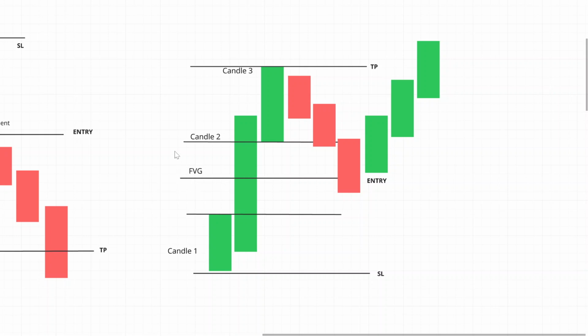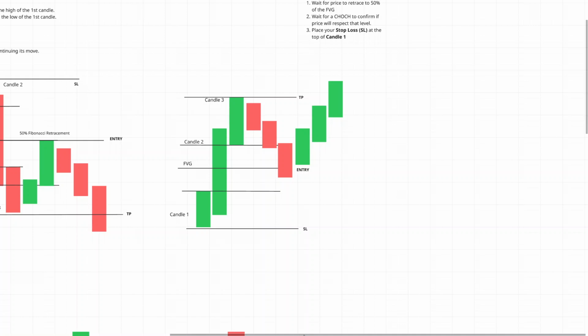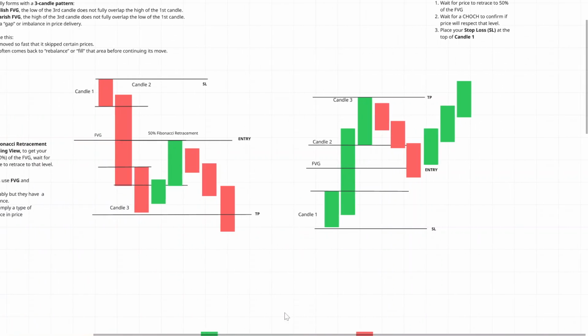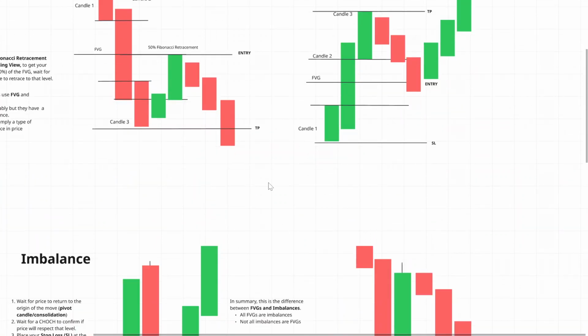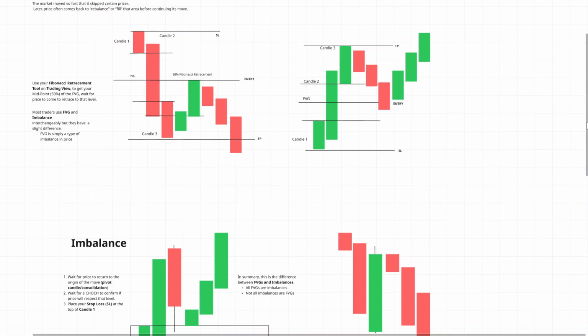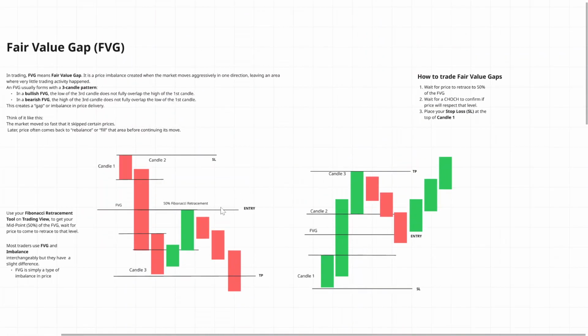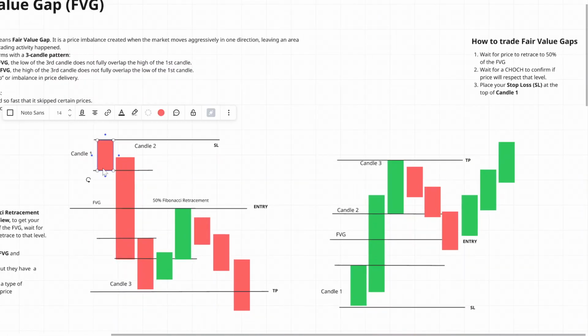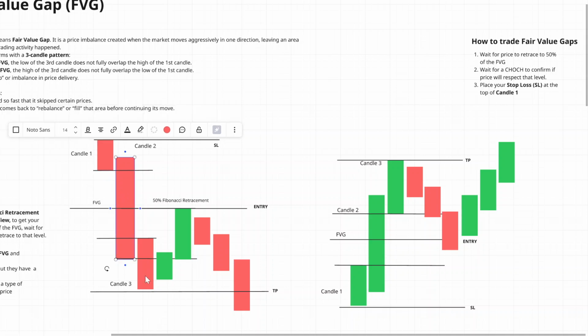Now, how do you trade a fair value gap? I'm going to give you a mechanical approach for trading fair value gaps. Most traders, when trading fair value gaps, wait for price to retrace into the fair value gap. So after candle 1, candle 2, and candle 3 have formed, giving that FVG 3-candle formation, they wait for price to move back into the fair value gap, at least 50% of that fair value gap.